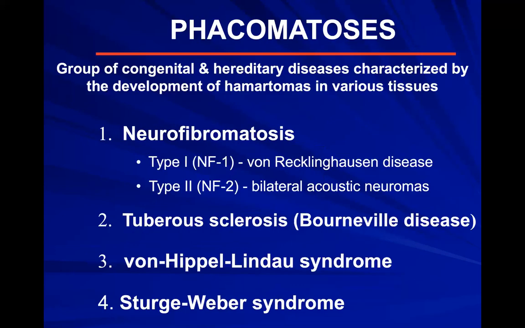Let's talk about phacomatoses. For those of you that do not know what the phacomatoses are, these are important questions that are usually asked in your OSCEs, in your board questions, in your Saudi medical licensing. They're a group of congenital and hereditary diseases characterized by the development of hamartomas in various tissues. So you have neurofibromatosis, I'm sure you've heard about it, tuberous sclerosis, von Hippel-Lindau syndrome, and Sturge-Weber. Really the two that affect the eye are neurofibromatosis and Sturge-Weber syndrome. The others do affect the eye, but these are really more common.